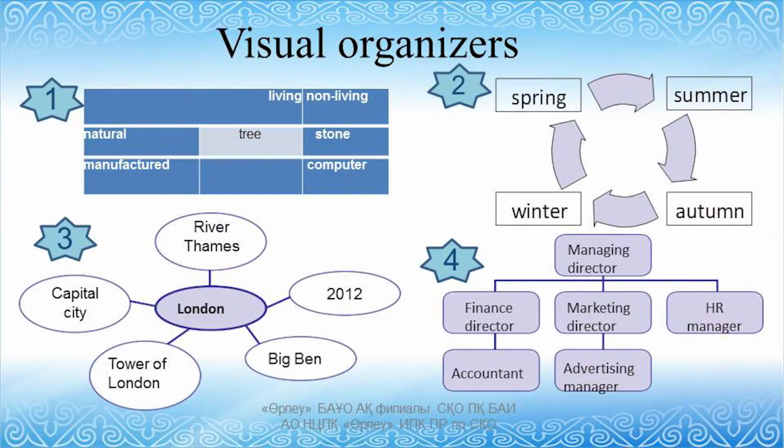So during the lessons, you can use visual organizers. Here you see only 4 of them, but there are much more of them, as you know. And you see the first, it is Carroll diagram, yes. The second it is a flow chart. The third, it is mind map, and the fourth, it is tree diagram, yes.